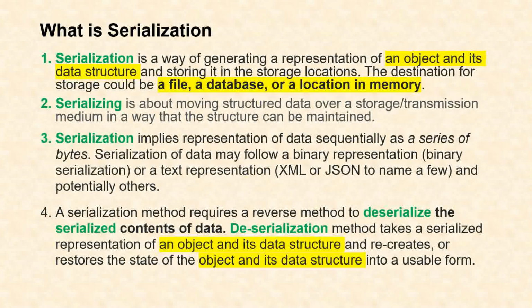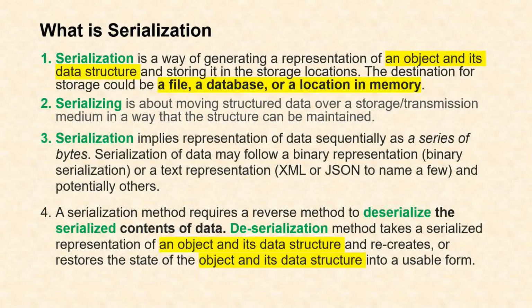Now first, what is serialization? Serialization is a way of generating a representation of a data object along with its structure and storing it in a storage medium. The storage medium can be a file, a database or a memory location. Serialization stores the structure along with data and transmits it to the medium. Serialization implies representation of data in a series of bytes. These bytes can be in binary form or text form. In text form we use XML and JSON, and for binary form we can use Python pickle, dump and load methods.